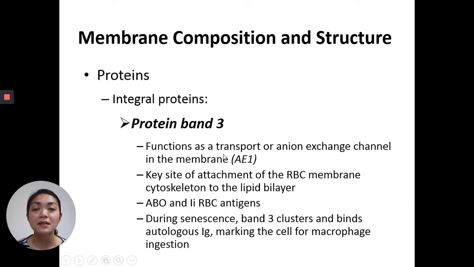Another function of band 3 is actually a channel for our anions. As I have said, anions are actually transported passively, but they do not just simply diffuse, they are facilitated. So first, itong facilitated transport is glucose via GLUT1. Then your anions are also facilitated via what you call as AE1. AE1 stands for anion exchange channel 1, which is actually band 3. So chloride and bicarbonate, the two major anions in your red blood cells, actually move in and out of the red blood cell via this channel.